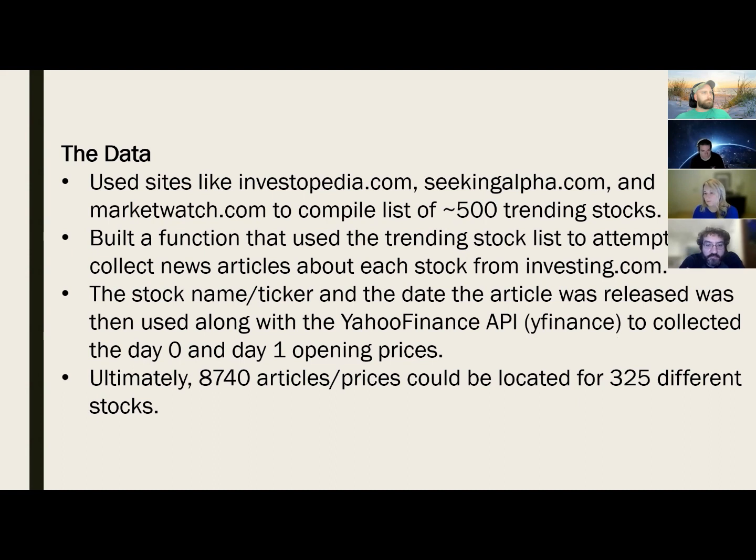I then used that to feed into a function that scrubbed a whole bunch of news articles and then used Y Finance to collect the stock prices from the dates that the articles were released. And in the end, that ended up with 8,740 articles that were talking about 325 different stocks.